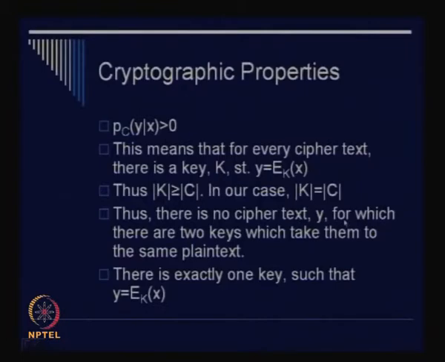Now we can understand from here that there is no ciphertext y for which there are two keys which take it to the same plaintext. Why? How can you define your ciphertext set C? You can define it by choosing any plaintext x and transforming it by e_k(x) to obtain the ciphertext. Suppose I fix the value of x and choose all the possible values of keys, I would obtain the entire ciphertext set, right?